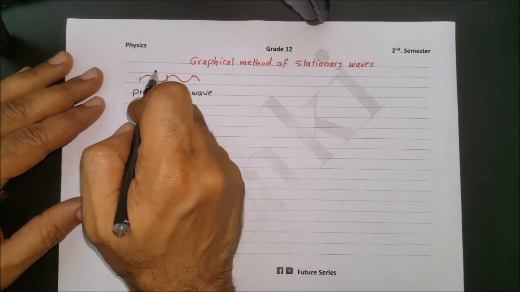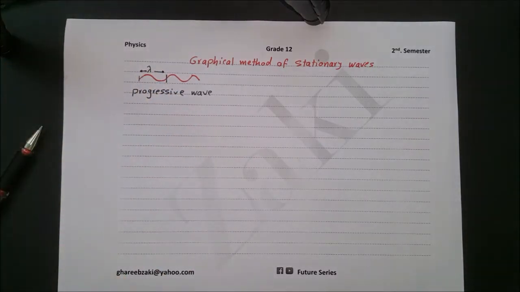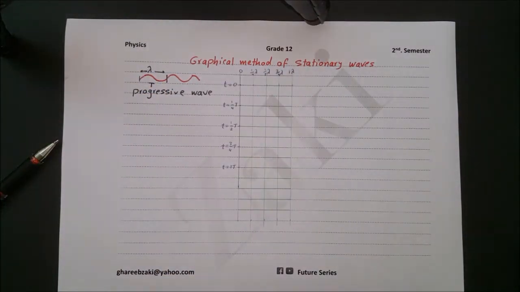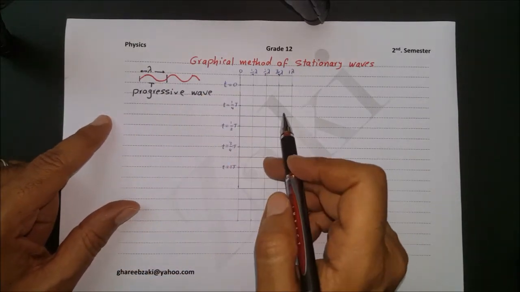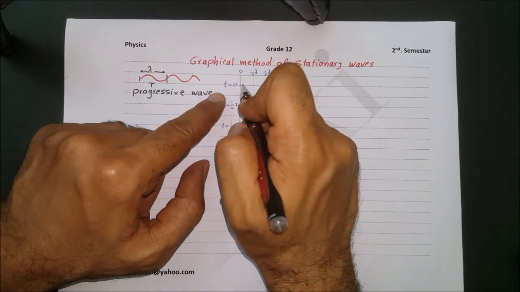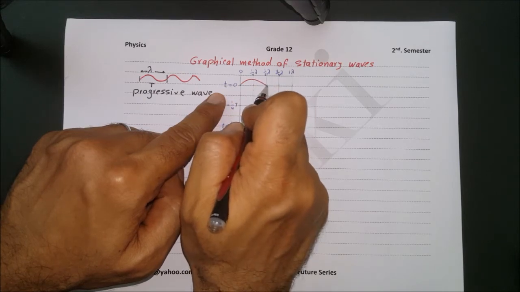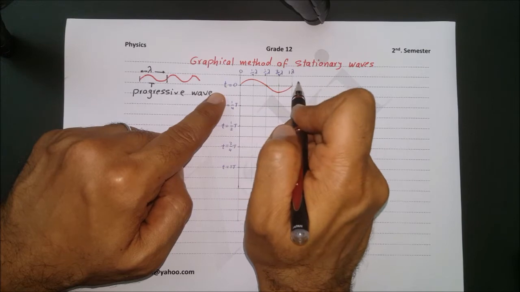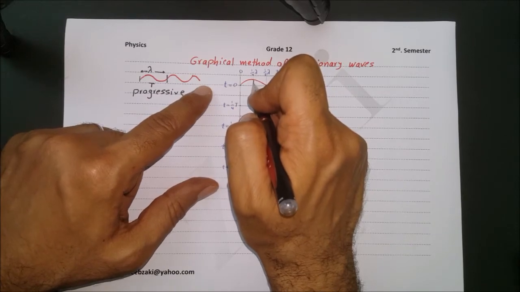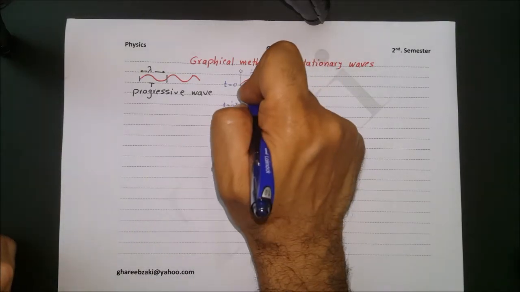The wavelength of this wave is lambda. And the time period of this wave is T. Now we need to study this wave. At t equals 0, the wave takes this form. Let the amplitude of this progressive wave be A. So the amplitude of this wave is A.